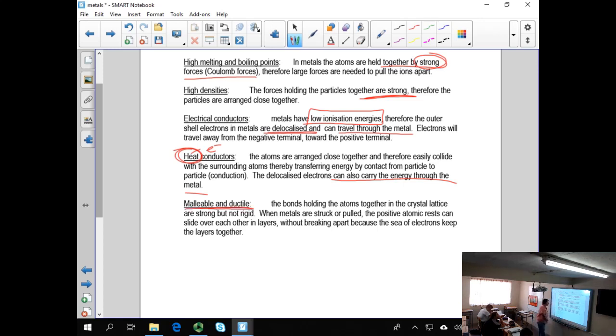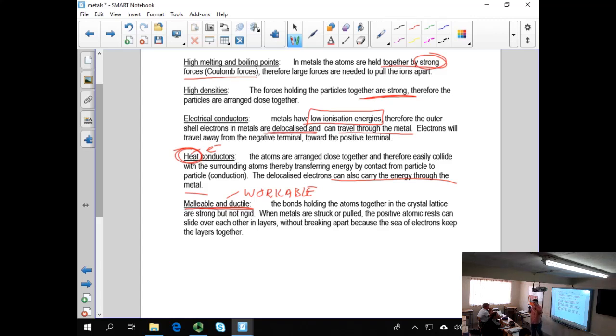The next property, malleability and ductility, they go together. The collective word for this is they are workable. All right? Meaning you can hit it with a hammer, it won't shatter, but you'll hit a dent into it, it'll change shape. And you can pull metals into threads. We call those threads wires. All right. Now, why can this be done?